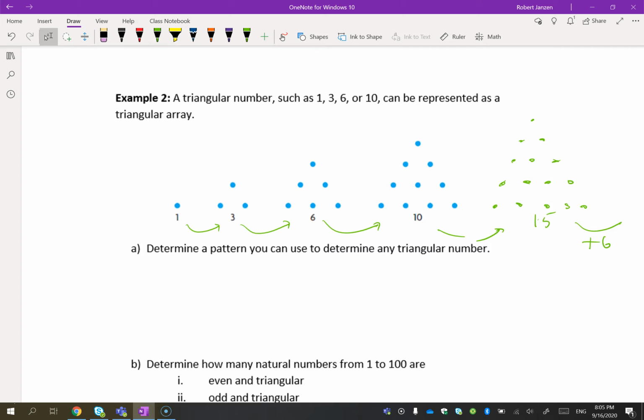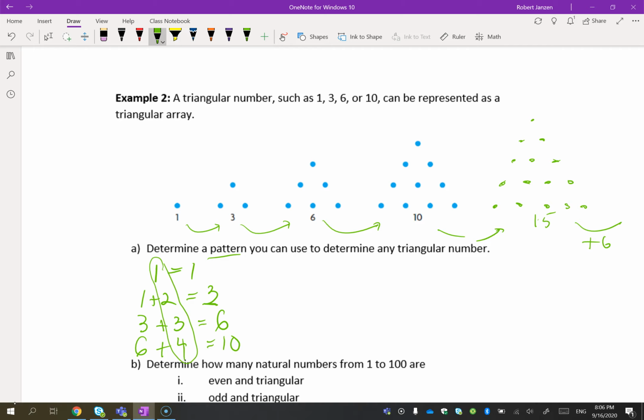So what is the pattern to determine the triangular numbers? Well, you're just going to keep adding the next digit. So the first one is 1. And then you go 1 plus 2 is 3. And then you go 3, which is here, plus 3, equals 6. And then you take 6 and add 4. So you can see we're going to add one more each time.